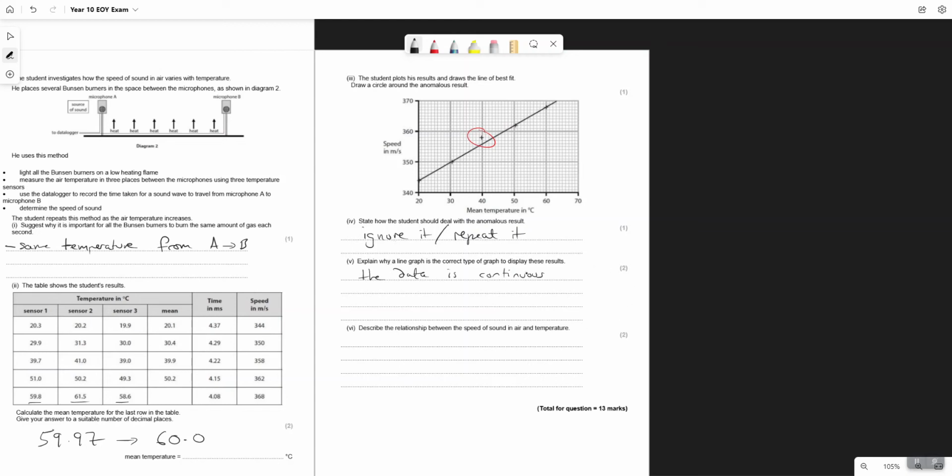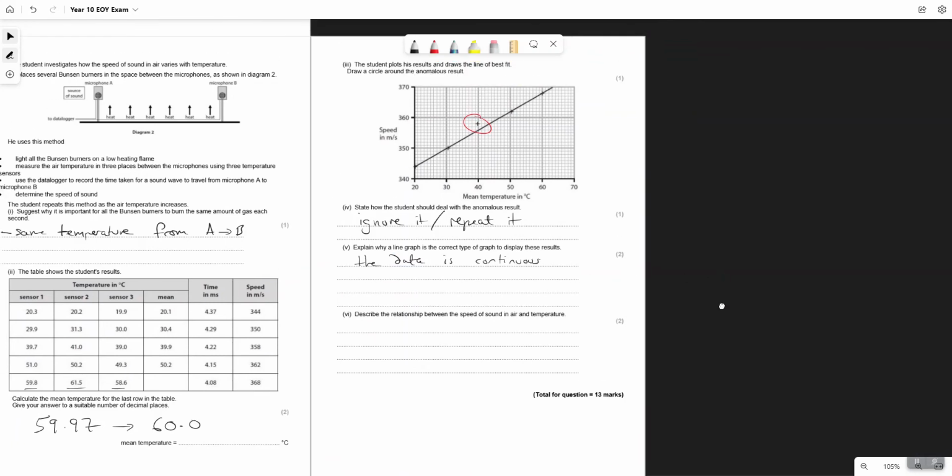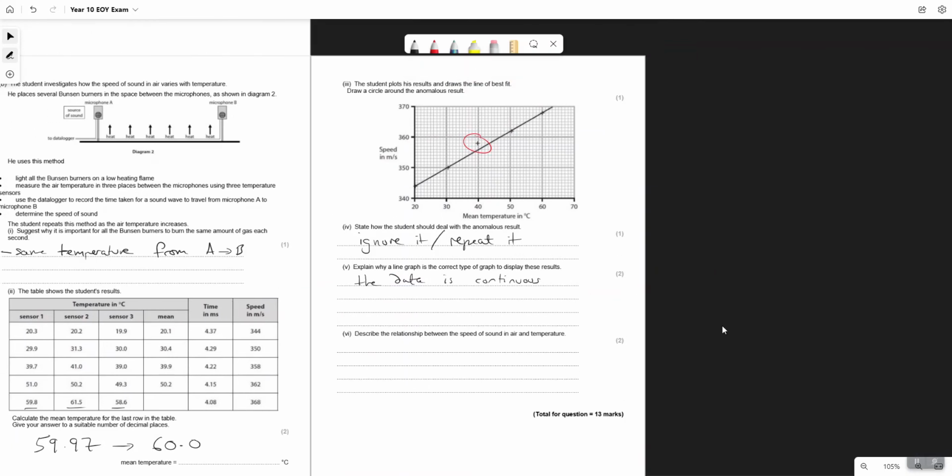So we use line charts or line graphs when the data is continuous. We'd use a bar chart if you're just comparing discrete things that would have no smooth transition from one to the other. Describe the relationship between the speed of sound in air and temperature.